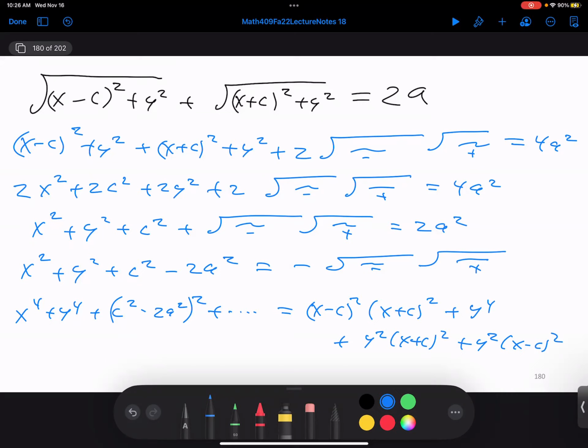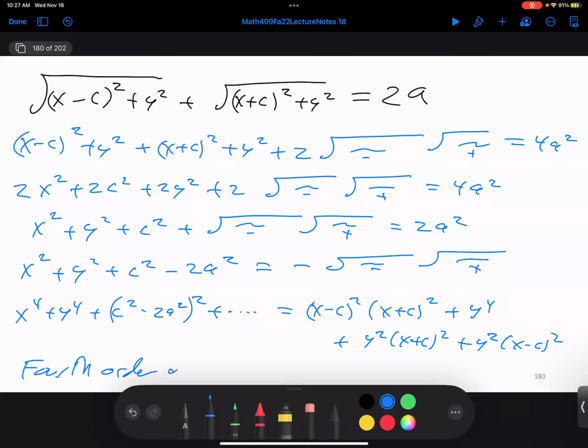When I have x minus c squared times x plus c squared and I expand that out, I get x squared minus c squared squared. So I'm going to get an x to the fourth plus a c to the fourth. So a lot of these terms are going to start to cancel, right? And now it's just a question of doing all the algebra. The fourth order terms are going to all cancel.